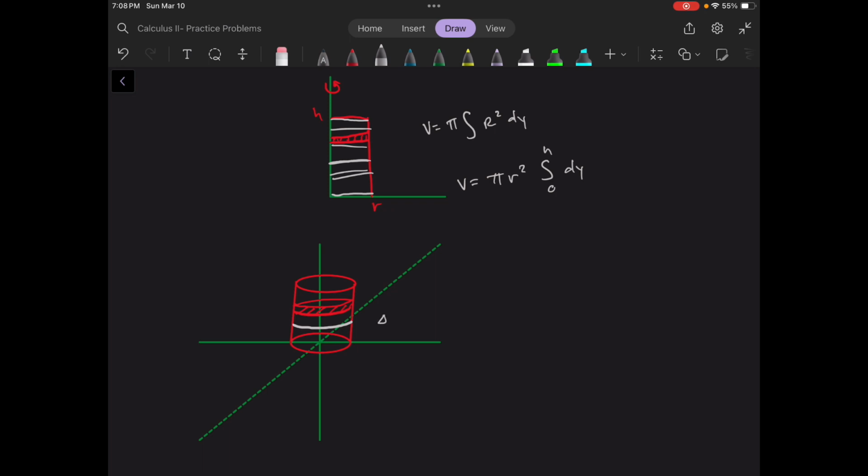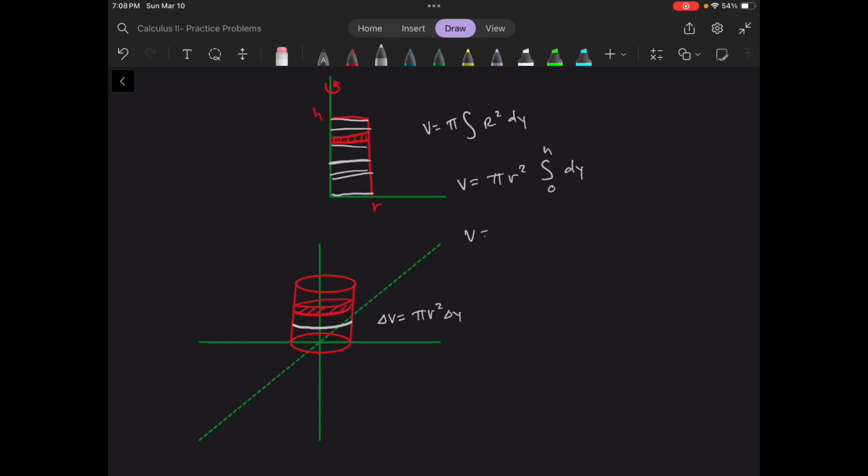Because the volume of one of these little discs is delta v, right? Which is base times height. Delta v is really just a little cylinder, right? So this is the base of a cylinder, a circle, times the height of a cylinder, which in this case is just a little change in y because of our coordinate system. Okay, so then we're going to take the limit as the number of these disks goes to infinity while summing them all up, and that's how we get the integral, right?